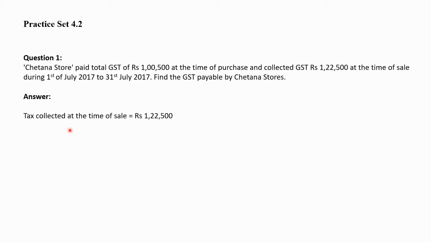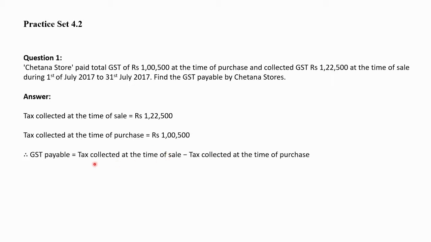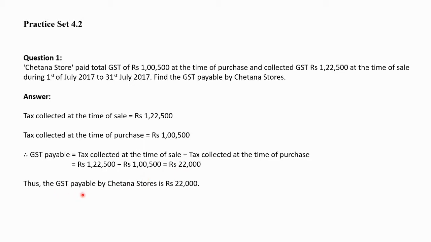So tax collected at the time of sale, given in the question, is rupees 1,22,500. Tax collected at the time of purchase is also mentioned in the question, and that is rupees 1,500,000. So we know GST payable will be the difference, that is 1,22,500 minus 1,500,000. That will give you rupees 22,000. Thus, the GST payable by Chetna store is rupees 22,000.